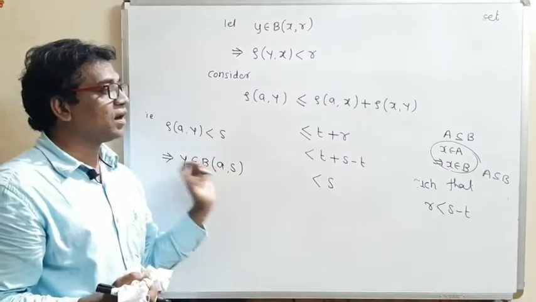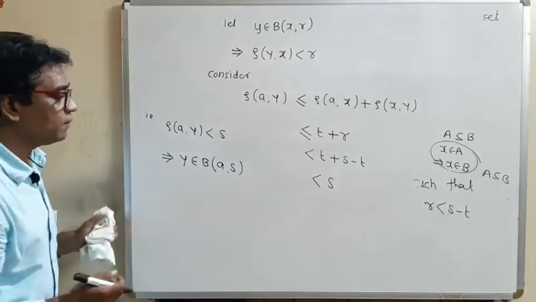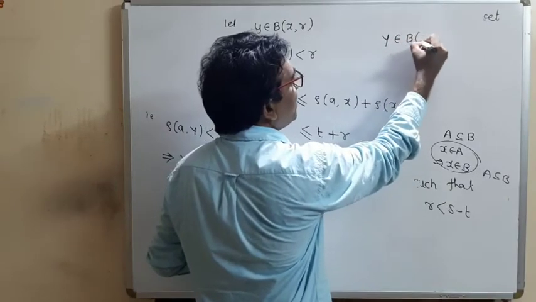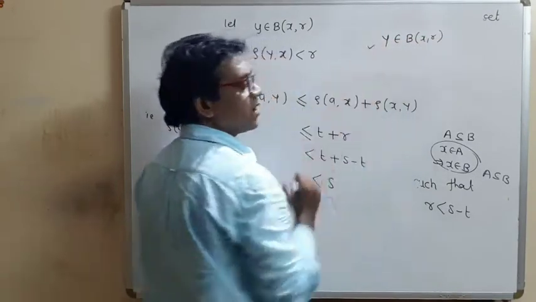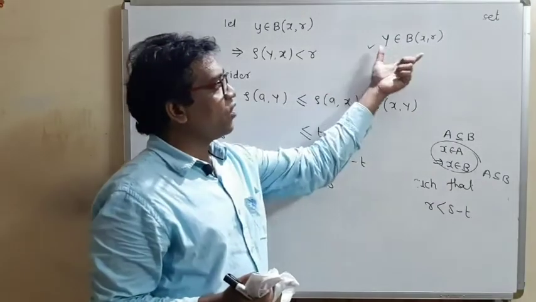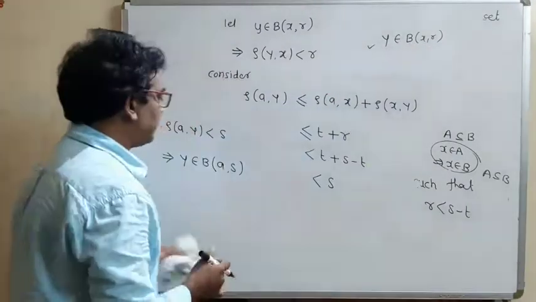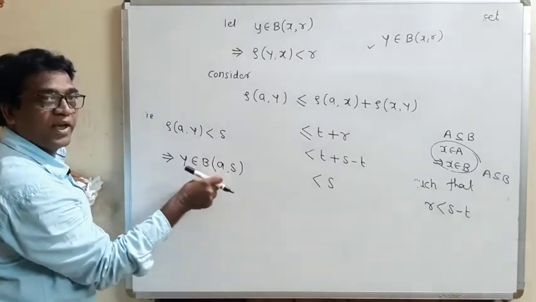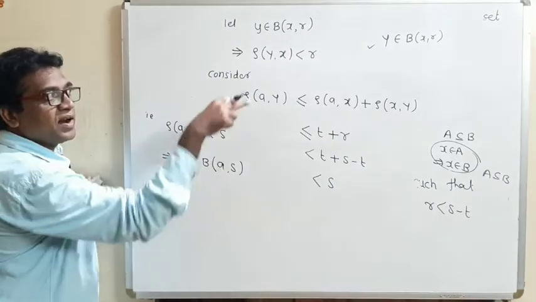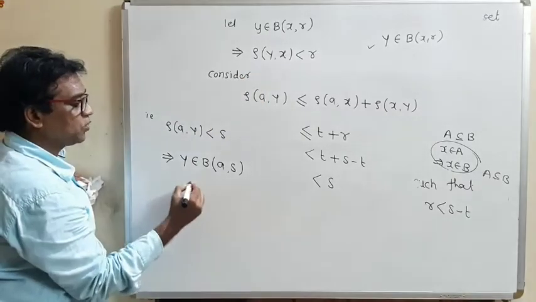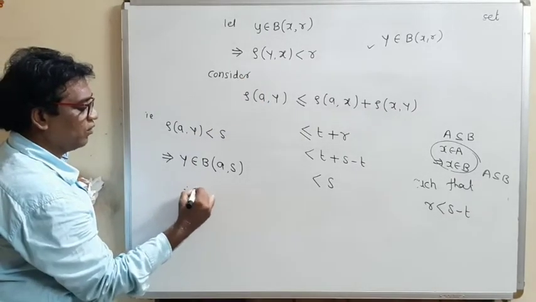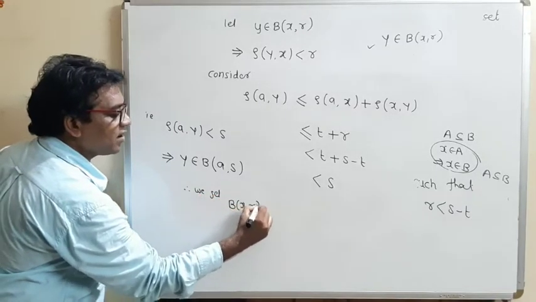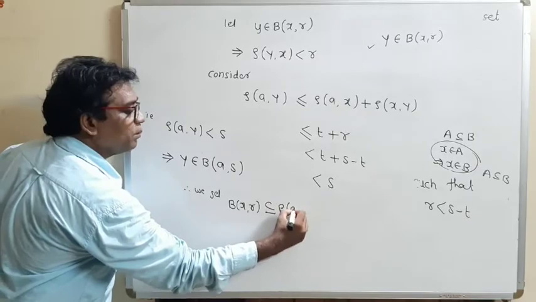We are using just the definition of open ball. So see, we have taken y that is an element of B(x, r). This is a starting step. We have taken this y belonging to the first set B(x, r), and we have shown that the same element y is an element of the second set B(a, s). So we can say that B(x, r) is a subset of B(a, s). So write down, therefore we get this B(x, r) is a subset of B(a, s).